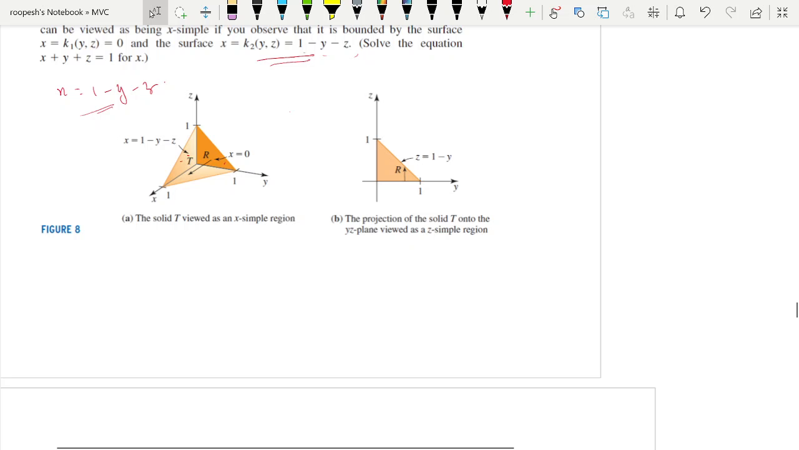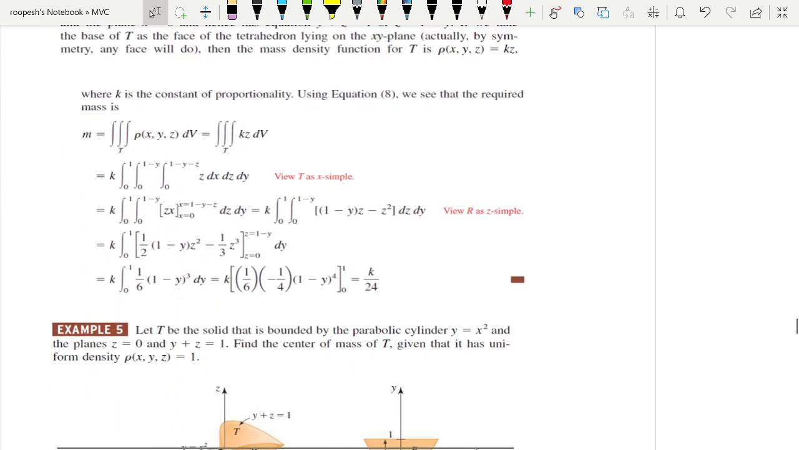Now when you take its projection in the yz plane, you will get exactly a triangle like this. In this triangle, z varies from 0 to 1 minus y, and y varies from 0 to 1. So we can go for integration with these limits.